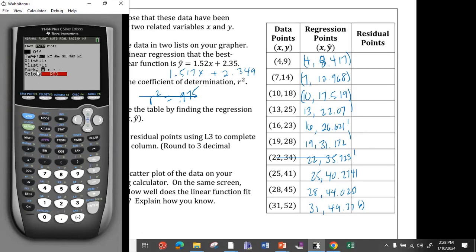And then I turn it on, but where it says Y list, we have to change that to residual. To change that, you're going to go second stat, and you see where it says RESID. You only have to do L4 because that is your residual.